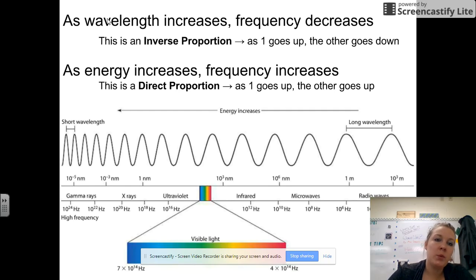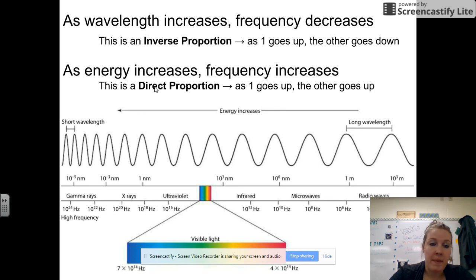So as I said before, as wavelength increases, frequency decreases, and we can see that by looking at this table. If you're going to be squeezing a bunch of waves into a small area, those waves are happening more frequently, but the waves have to be shorter. All right. This is called an inverse proportion. So as one value goes up, the other goes down. For instance, as wavelength increases, frequency decreases.